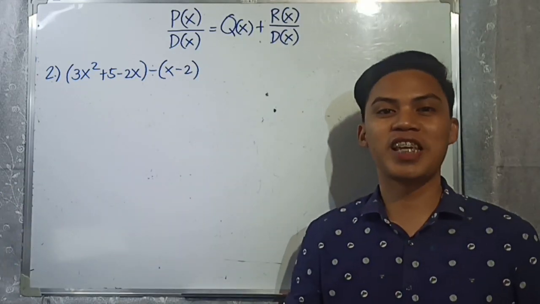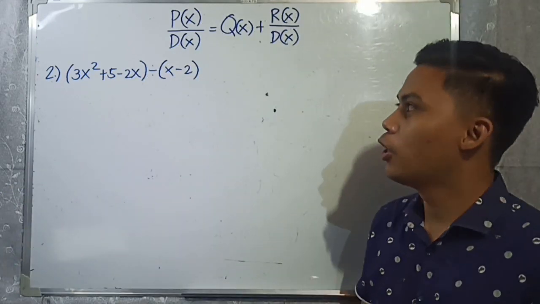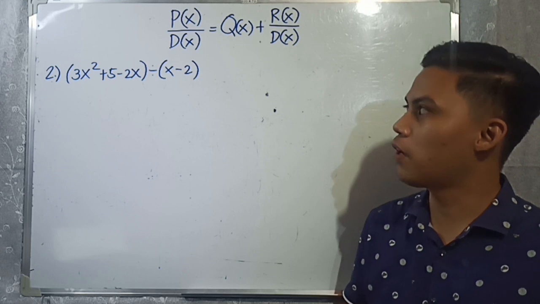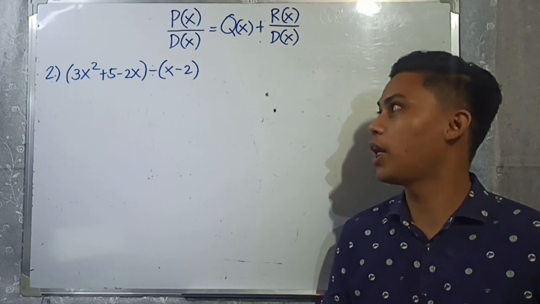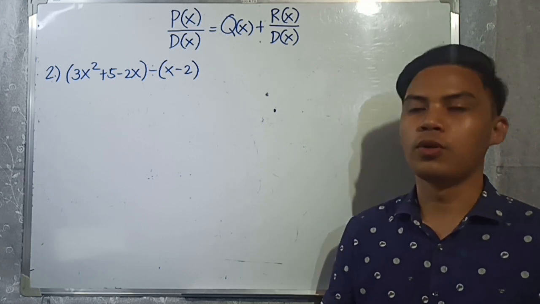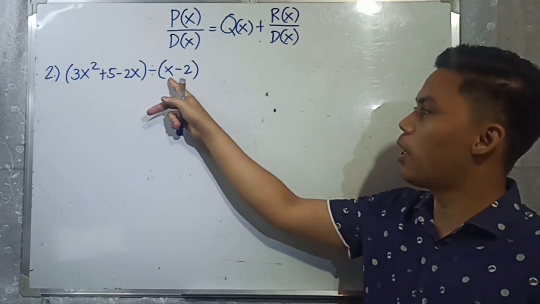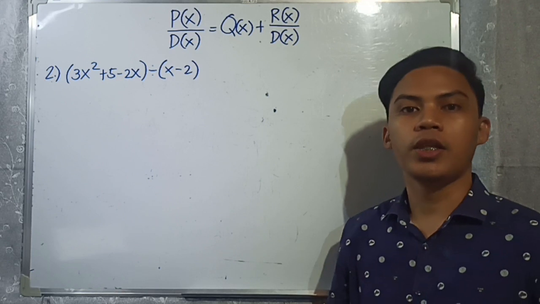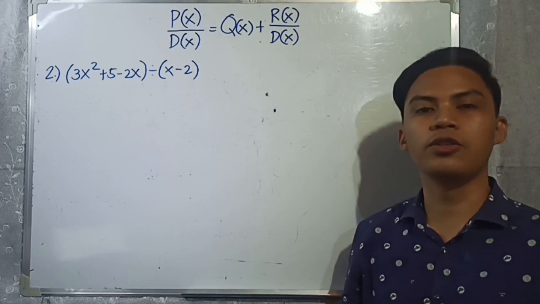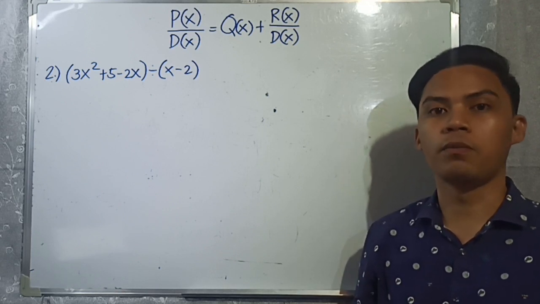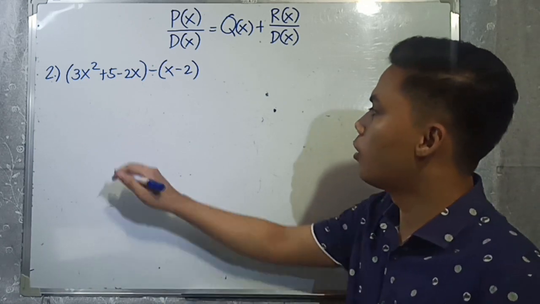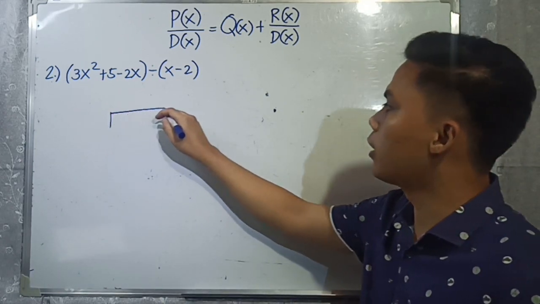Now, let's proceed with the second example. So, we have 3x squared plus 5 minus 2x divided by x minus 2. So, ang unang given, this is our dividend. At yung pangalawang given naman would be our divisor. So, isusulat natin sila ngayon using the long division na format. So, ilalagay natin sa loob yung dividend natin.